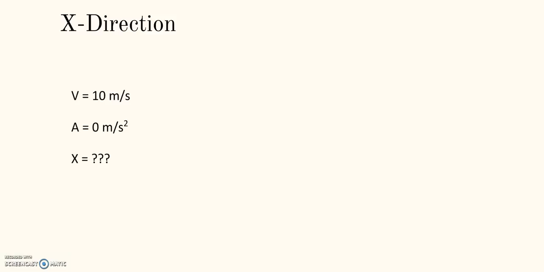So let's split up what we know. In the x direction, we know that the velocity is 10 meters per second, and there's no acceleration because it is moving at a constant rate in the x direction. X is what we are solving for.